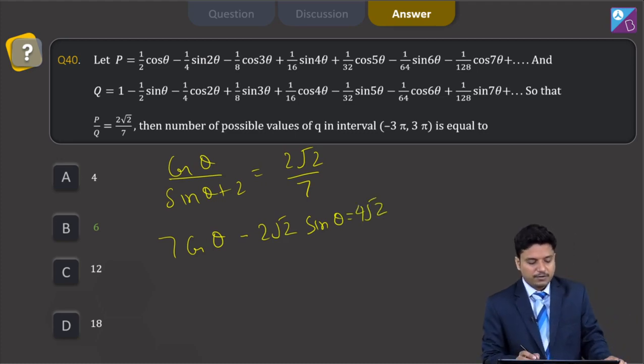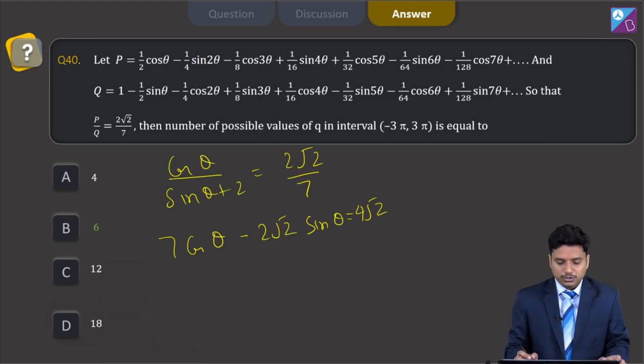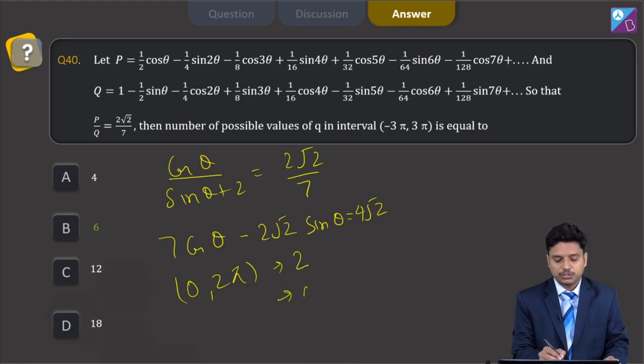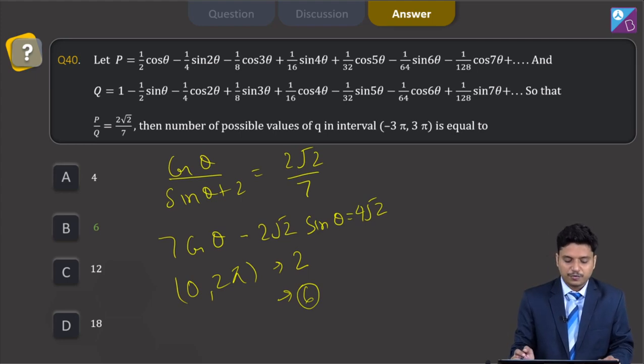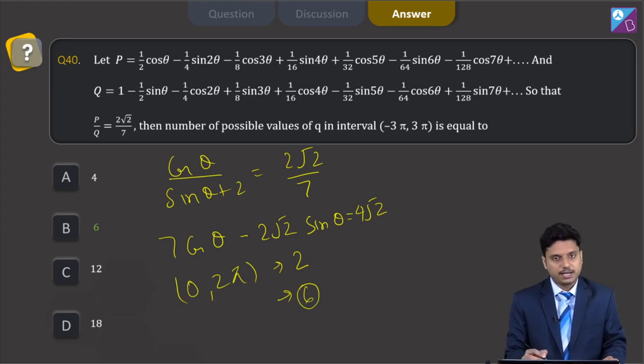So this equation will of course have only two solutions in the interval 0 to 2 pi, because it is of type a cos theta plus b sin theta is equal to c. The given interval is minus 3 pi to 3 pi, which is an interval of 6 pi. So if there are two solutions in 0 to 2 pi, how many solutions will there be in this interval of 6 pi? Using the unitary method, you can say that it will be 6. So we will go with option B, which is correct.